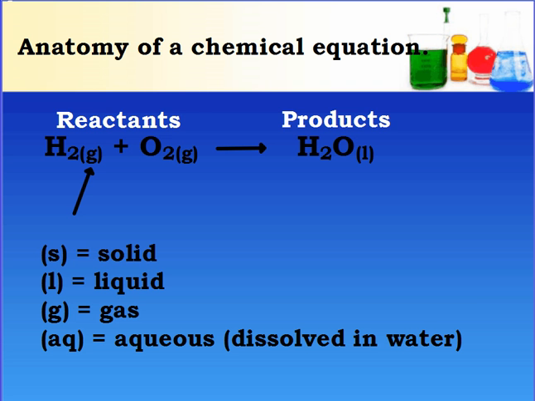When you look at each of the reactants and products, you will note a new subscript. On this one, we have a lowercase g and a lowercase l. They very simply stand for the state of matter of each reactant and product. S being solid, L being liquid, G being gas.